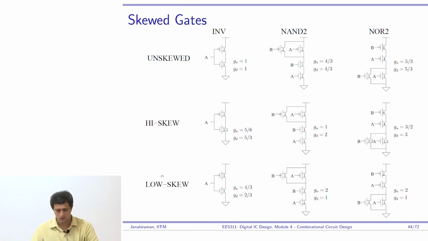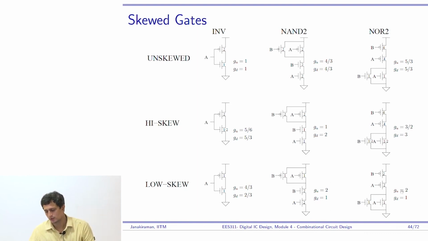Okay? So low skew again. The inverter we saw is 4 by 3, 2 by 3. The pull-up logical effort now has become 2, pull-down logical effort has become 1. This is a low skew inverter, remember, therefore the sizes are 2, 2, 1, 1. The PMOS has been compromised. Clear?